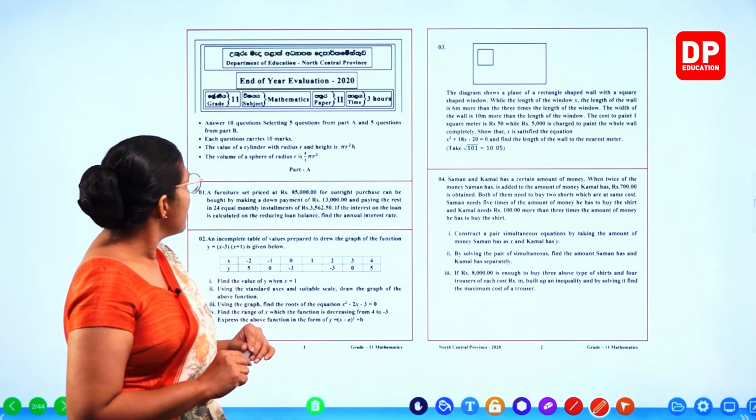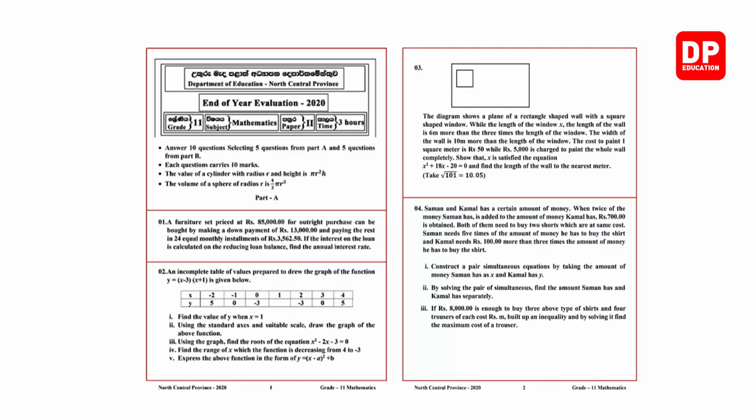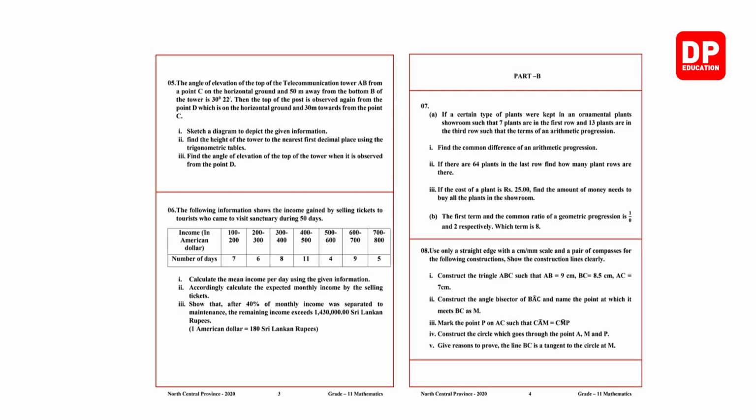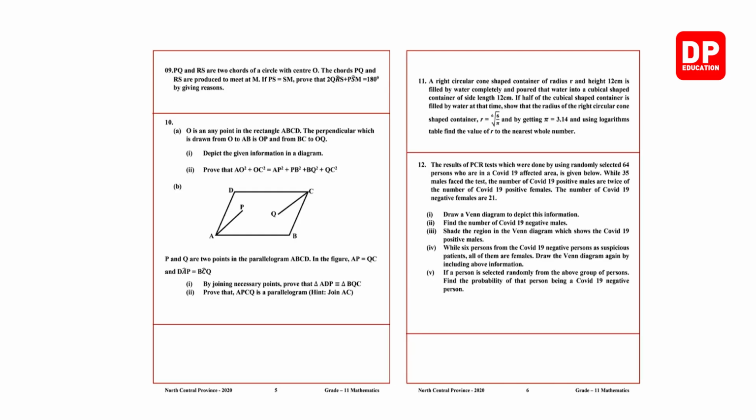So you get question numbers 1, 2, and then 3, 4, question numbers 5, 6, and then in part B, question numbers 7, 8, 9, 10, 11, and 12. So let's do this paper now.